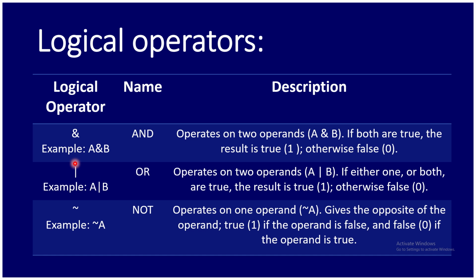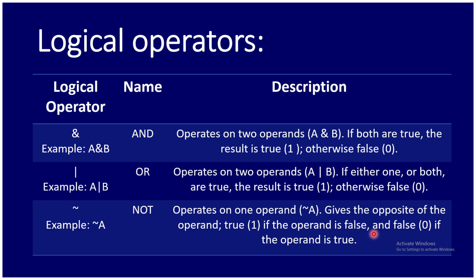Now there is the second operator, OR. This is represented by this vertical line. Example: A or B. It also operates on two operands. If one or both are true, the result is true, otherwise false. And this is the NOT operator. This is the symbol for the NOT operator. It operates on one operand and it gives the opposite of the operand: true if the operand is false, or false if the operand is true. So it reverses the condition.